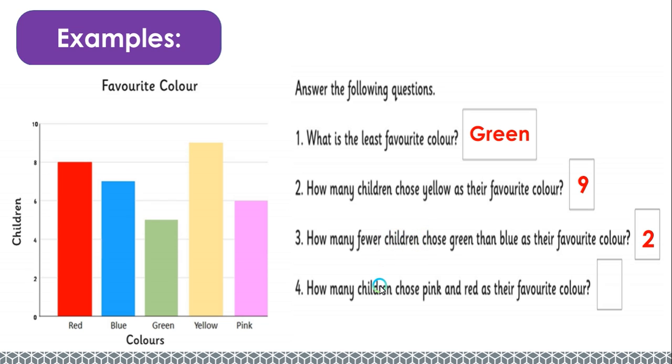How many children chose pink and red as their favorite color? Pink and red. This is 8 and 6. 8 plus 6 is 14. With this, we were able to interpret this graph.